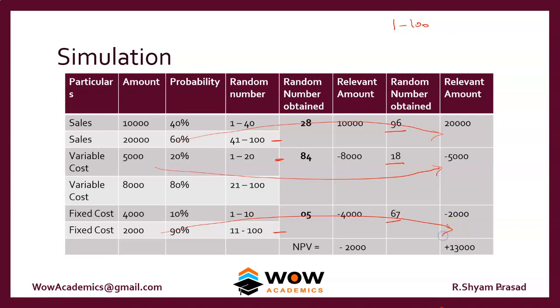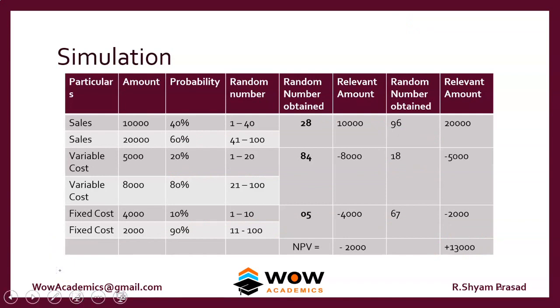So now compute the NPV. NPV comes to 13,000. So you have got 2 iterations of numbers. Now we'll see what happens hereafter. Here, you keep on doing this. You keep on picking the chits and you keep on doing it. How many times do you do it? Assume that you do it for 100 times.